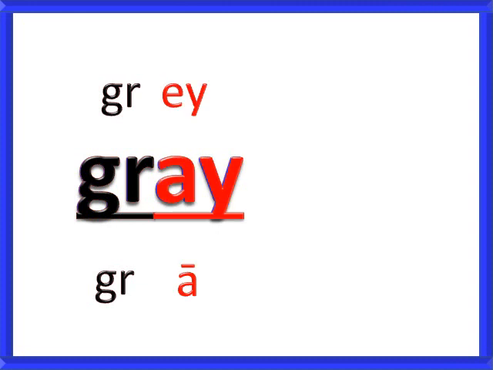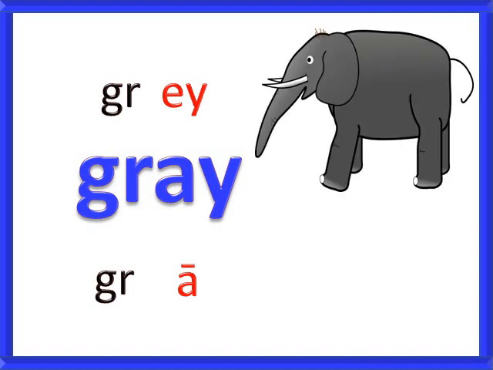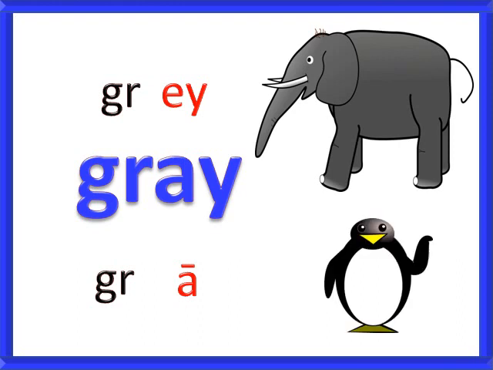Gray. Okay, you see the elephant? The elephant is the color gray. But you see the penguin right here? The penguin is the color black and white with the yellow beak. So the elephant is the color gray.